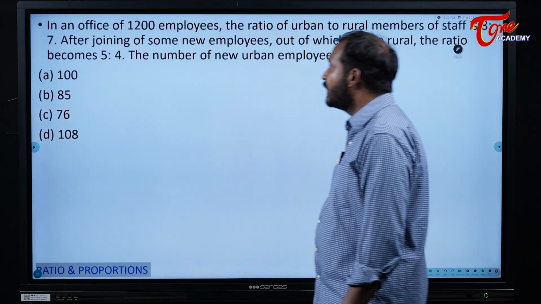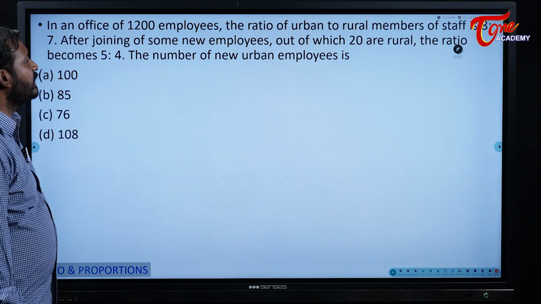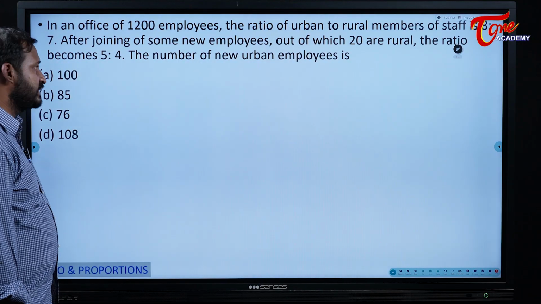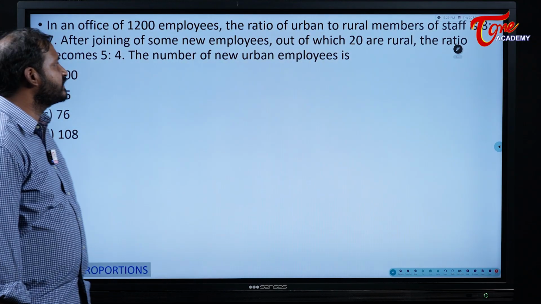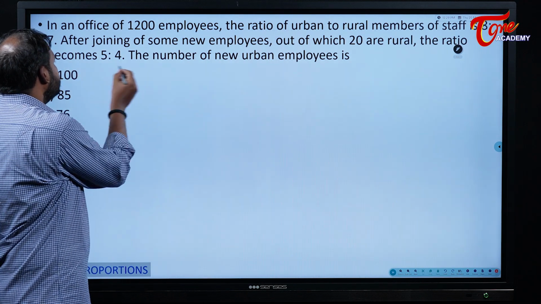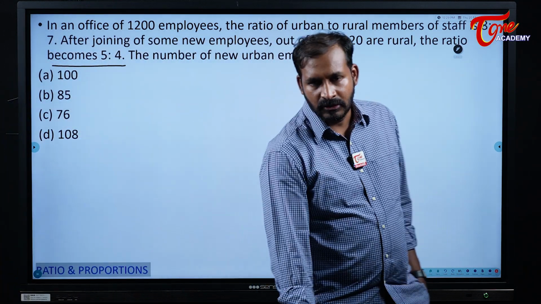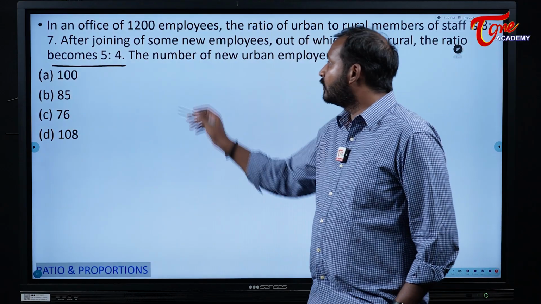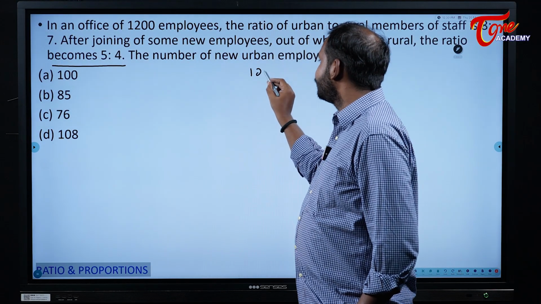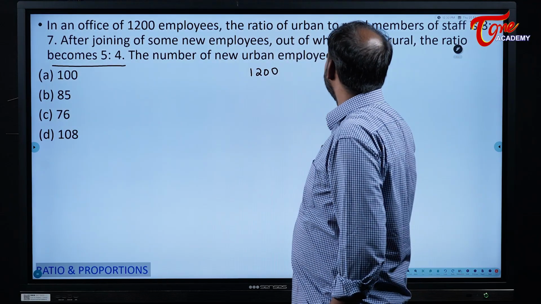In an office, 1200 employees have joined. The ratio of urban to rural members of the staff is 8 is to 7. After joining of some new employees, out of which 20 are rural, the ratio becomes 5 is to 4. The number of new urban employees is? Now see here students, total strength is 1200. In that, urban to rural.